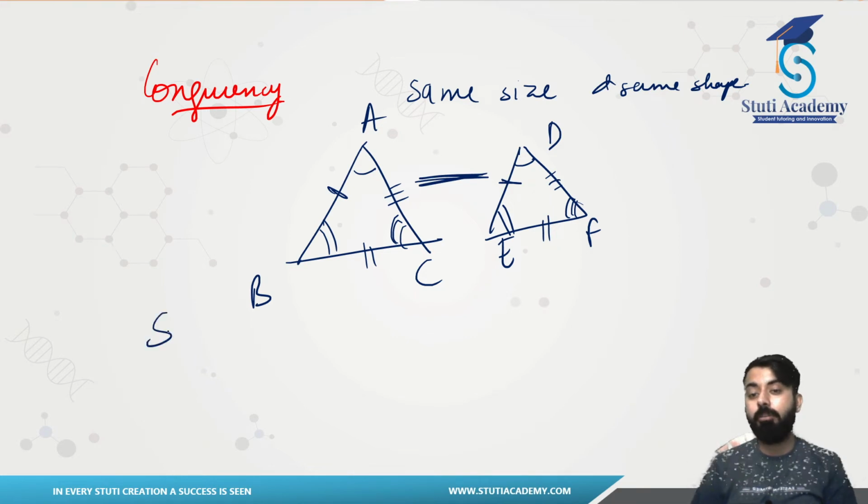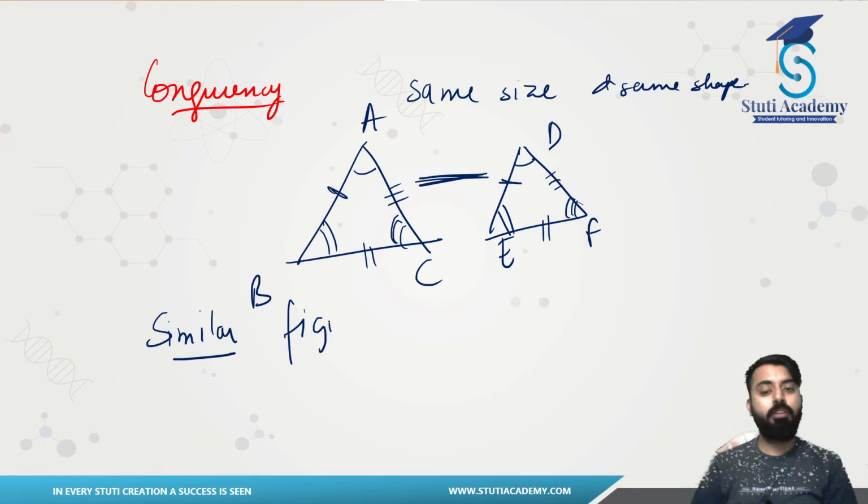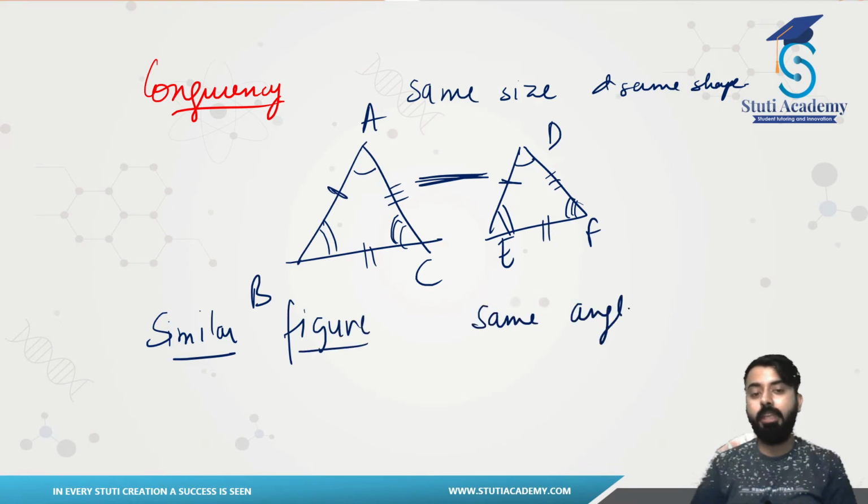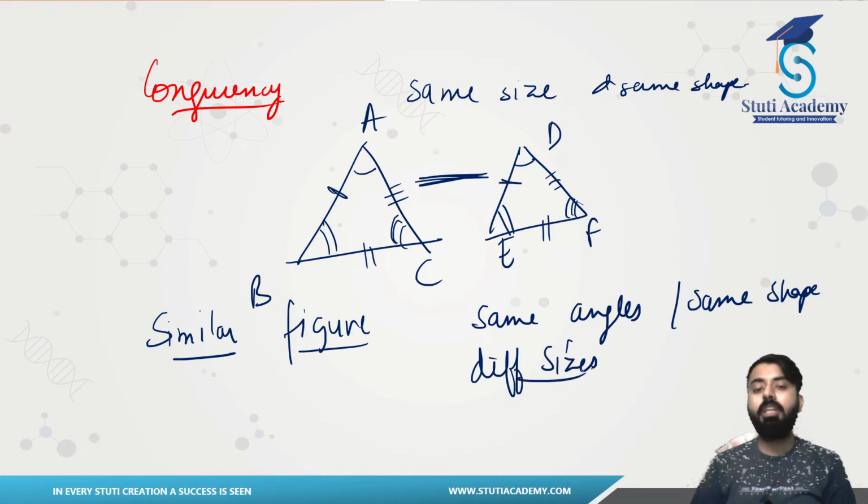And similar figures were those figures in which you had same angles, or you can say same shape, but their sizes were different. You can say different sizes. So we had each and everything that we had learned earlier. These were the things that you guys should remember. These were the basic differences between congruent and similar figures.